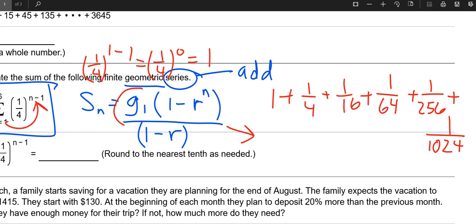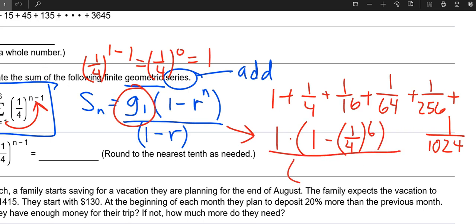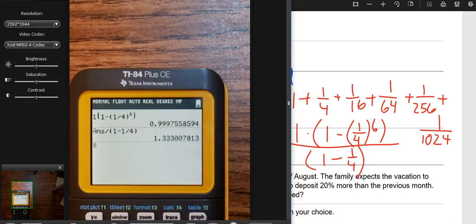Okay, G1 stands for what? The first term, we know the first term is a 1. We know the common multiplier is 1/4. We know that there are 6 terms. Please use your calculator right now and see if you can find the sum.